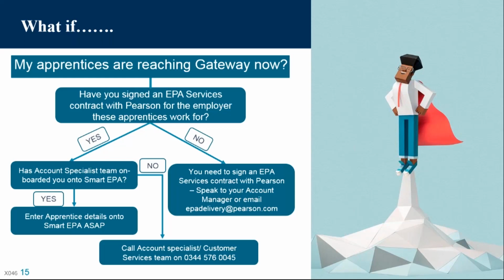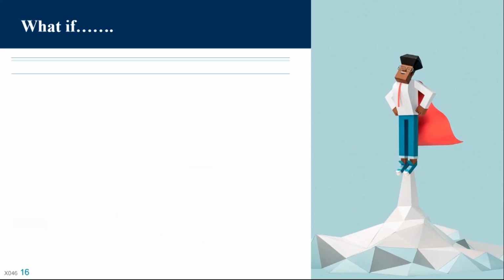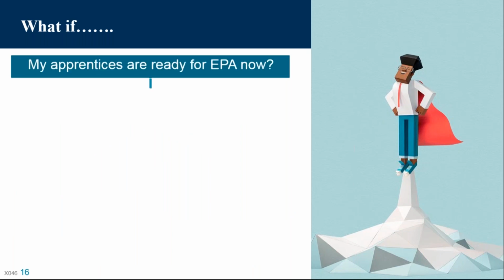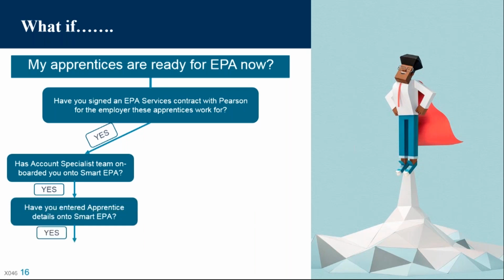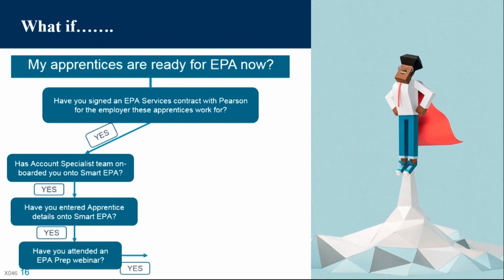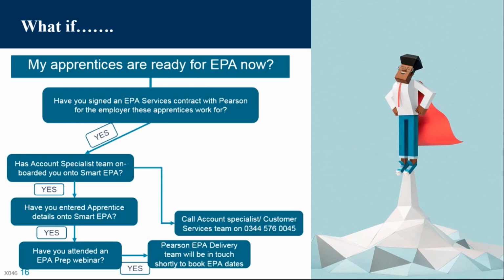Third scenario, if you have apprentices who are ready for EPA now, again, you should have signed an EPA services contract. You should have been onboarded by the account specialist team on Smart EPA. If you have entered the apprentice details on Smart EPA, then the next question I will ask is whether you have attended an EPA preparation webinar. If you have, that's great. The EPA Pearson delivery team should be in touch with you starting from next week onwards. If you haven't had the opportunity to be onboarded onto Smart EPA, please do call the account specialist team or the customer services team on that number on the screen.